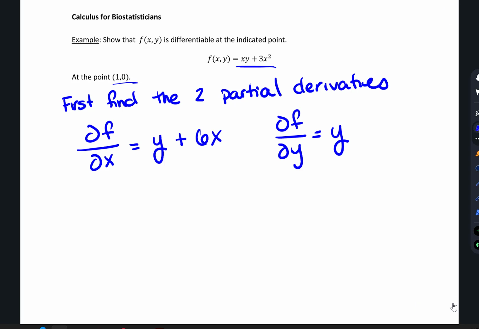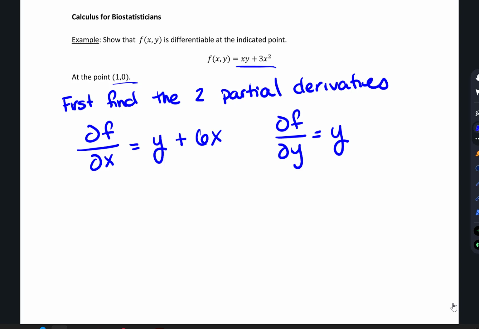Next, we need those partial derivatives to be continuous on that open disk centered at x naught y naught, in other words 1, 0. Well, these are both polynomials. We know that they are both differentiable and therefore continuous, so everything is fine there. So therefore f of x y is going to be differentiable at that point 1, 0.